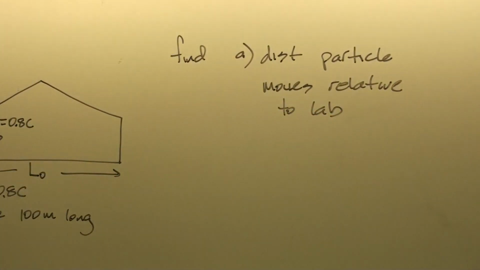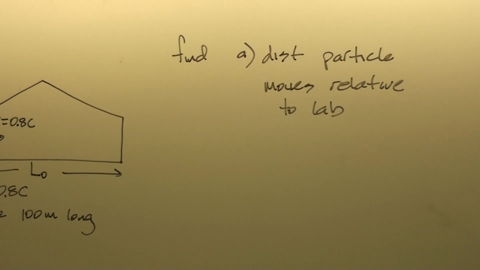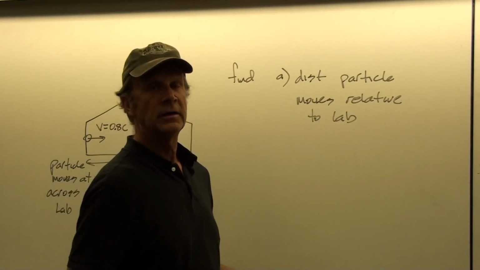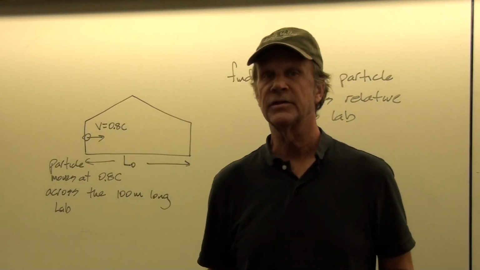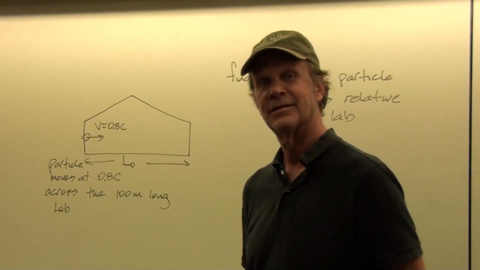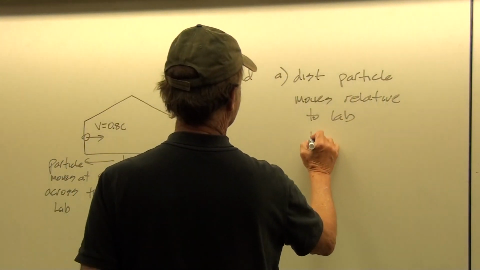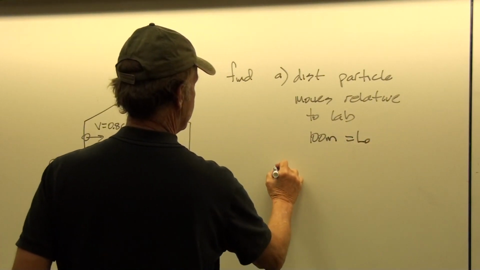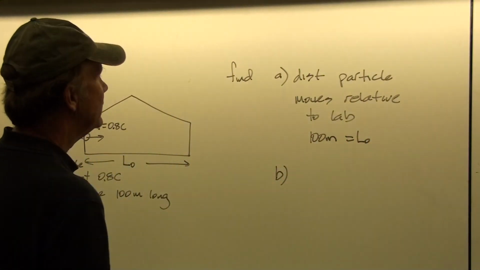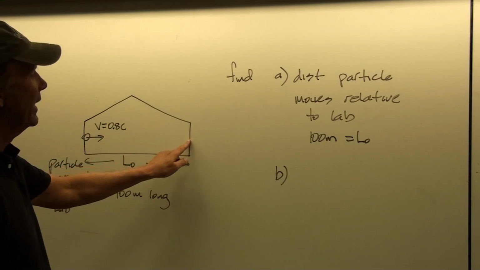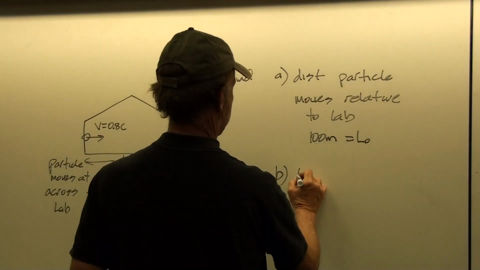Okay, so is this a hard question? Well, no. This is trivially easy because relative to the lab, the observers in the lab aren't moving, and so therefore it's just 100 meters. So that's the easy one. You get that one for free. B, let's find the time that it takes for the particle to move across the lab, relative to the lab.